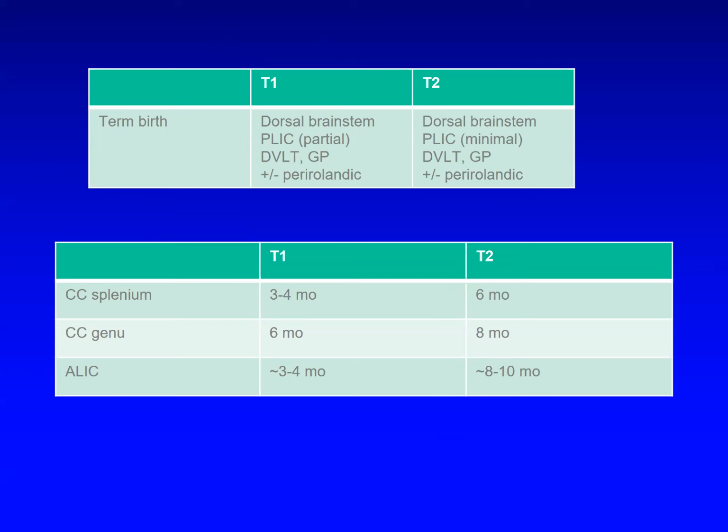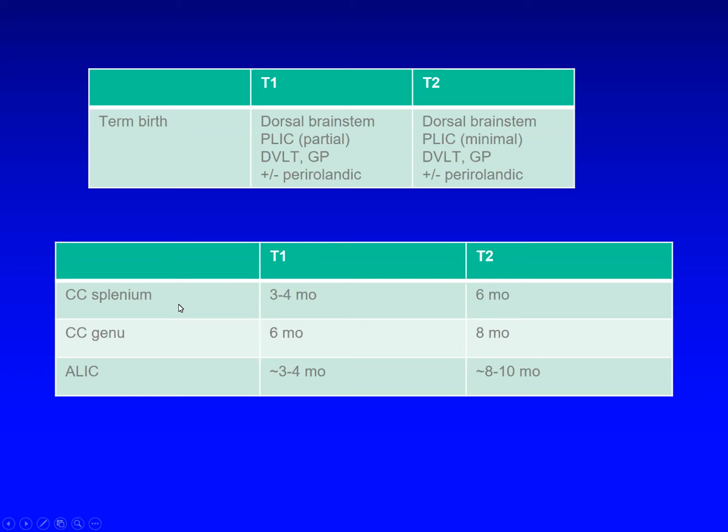So I like to remember what term birth patients look like, and really on T1 and T2 it's very similar. It's just that there's a little bit more apparent myelination on the T1s. It's really the dorsal brainstem, the posterior limb of the internal capsule, not complete, but you should see some there. Dorsal ventrolateral thalamus, some in the globus pallidus, and also plus or minus perirolandic areas. Certainly at term you can usually see a little bit there.